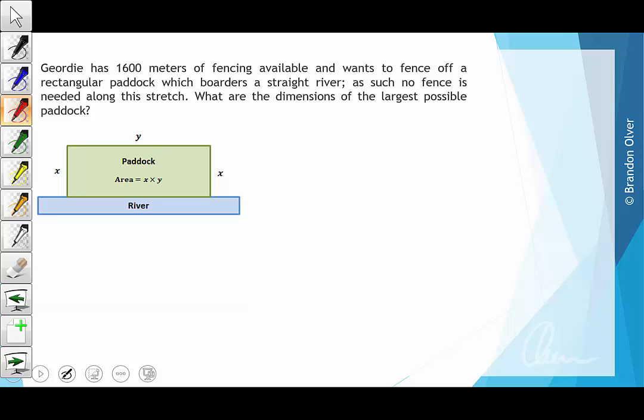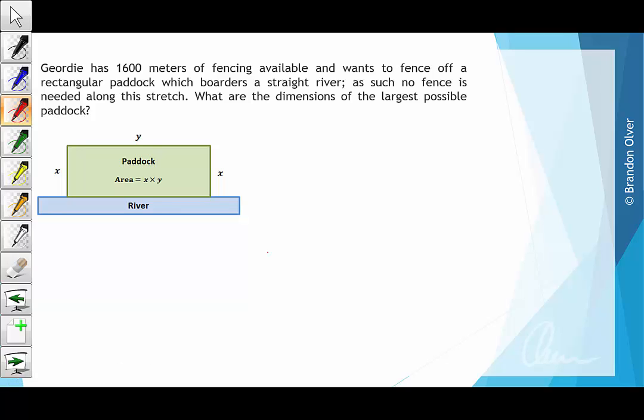So the first thing we can do is set up a diagram, which I've already drawn here. In the green we have the rectangular paddock with a side length of x and a width of y, and we know that the area then is x times y.